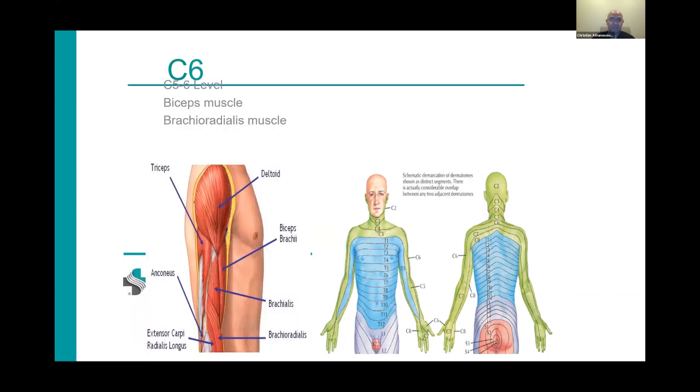The C6 nerve is similar in that it also goes to different motor units, very specific motor units. It also has a dermatomal or sensory distribution that we can rely upon to try to evaluate a patient.